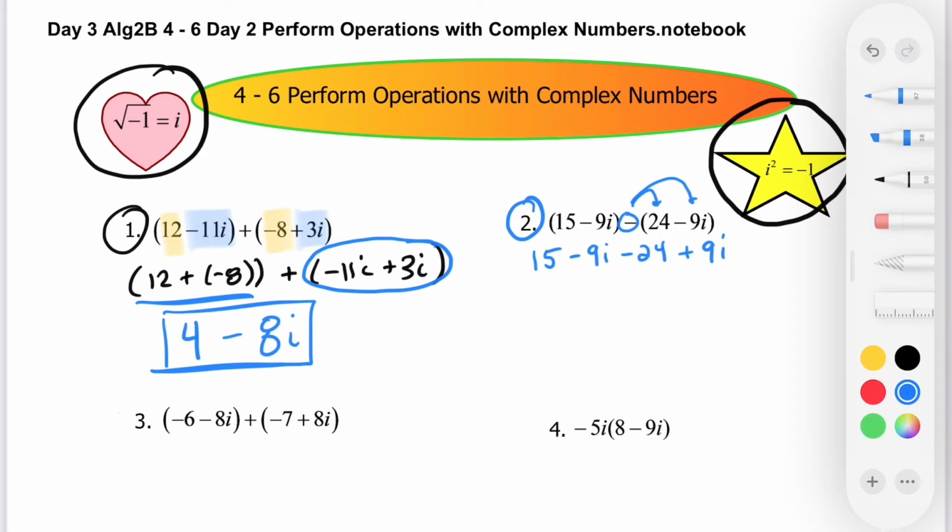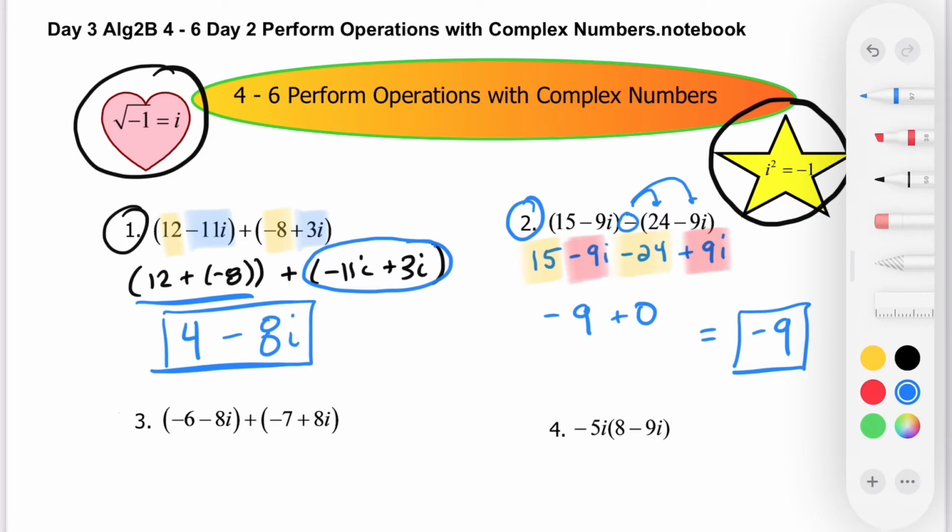And then we're going to approach this just like we did example number 1. We're going to locate the real parts, which in this case are 15 and -24. We're going to add those together, and that's going to give us -9. And then we're going to add the imaginary parts together. Oops, let's undo that and get the highlighter. The imaginary parts, so -9i plus 9i, and in this case, that is just 0. So -9 plus 0 equals -9. So when we added those two complex numbers together, the result ended up being -9.